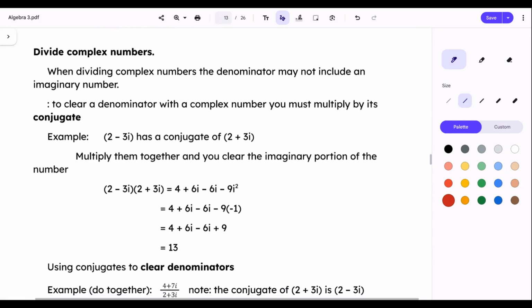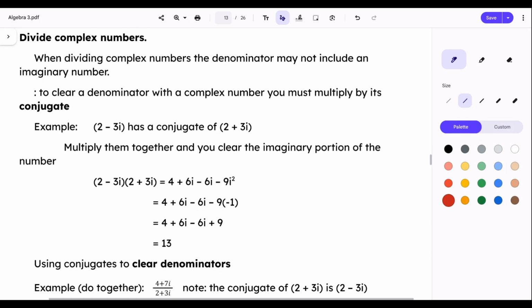All right, next thing to talk about is dividing. When we're dividing complex numbers, think about when we had fractions that had a square root inside of it, and we had to work with the conjugate in order to get the square root out of the denominator. We're going to have to do something similar here with imaginary numbers, because we are not allowed to have imaginary numbers in the denominator of our fraction.